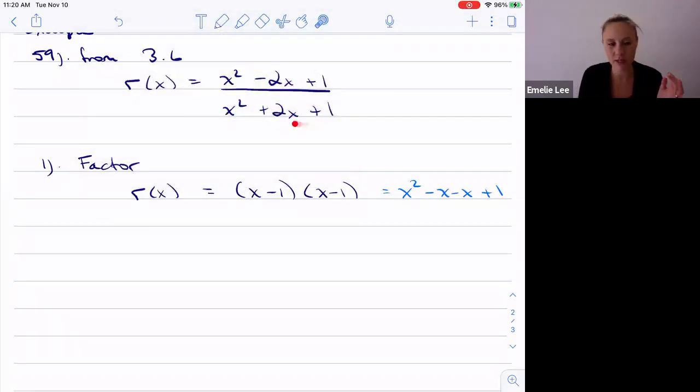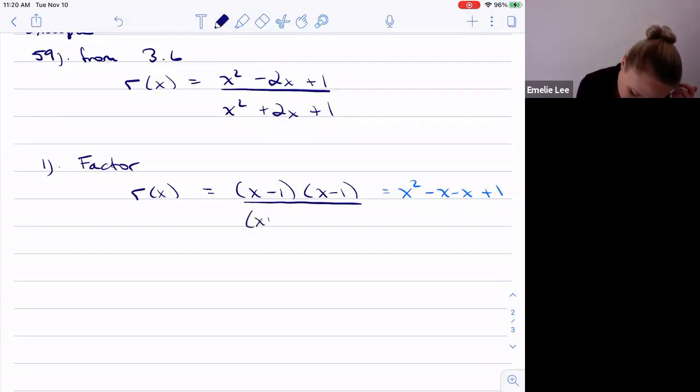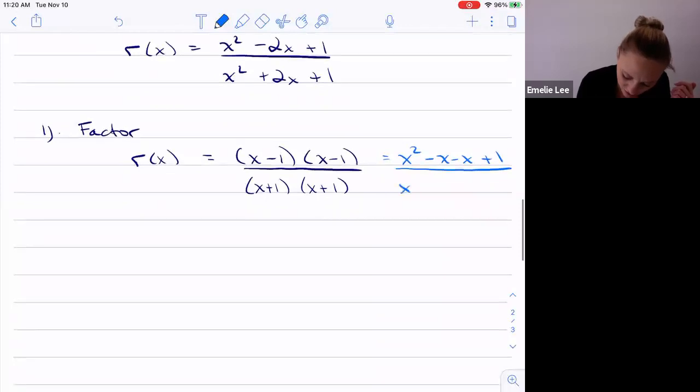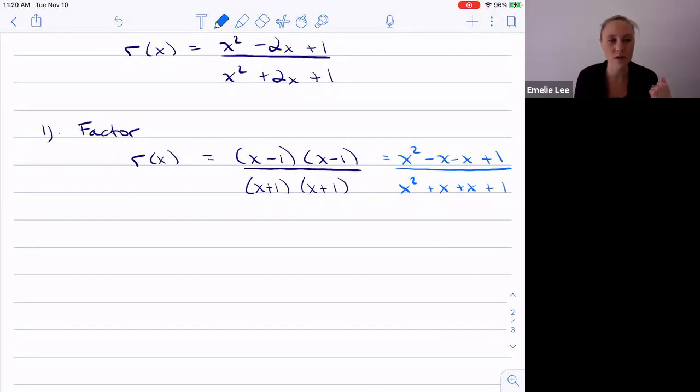Doing the same thing for the denominator, very similar. Looks like x plus 1 squared. So what I have is x plus 1 times x plus 1, I'm just going to expand it, and just to confirm, x squared plus x plus x plus 1, right? x squared plus 2x plus 1. So just confirm. All right, so I've factored this thing.